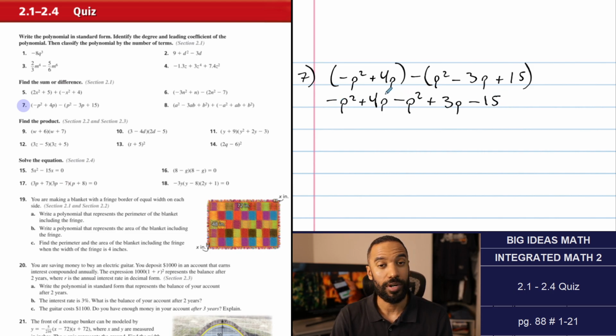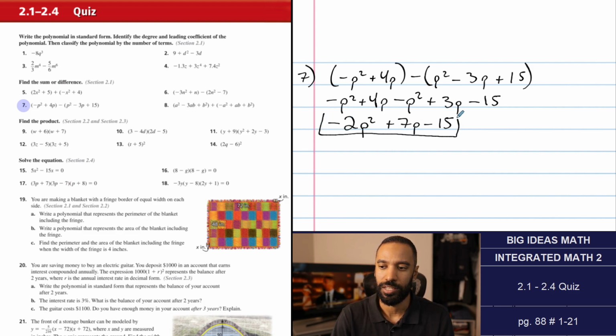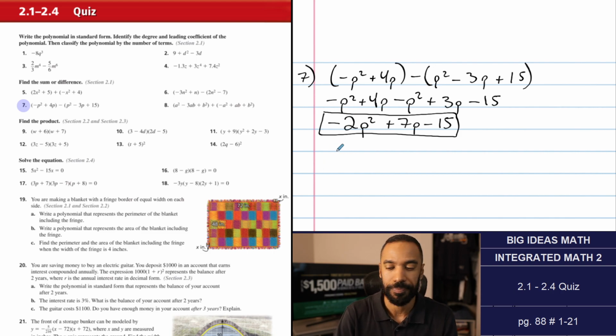Negative p squared minus p squared, it's not 0, it's negative 2, and it looks like that's the leading set of terms, negative 2p squared. 4p plus 3p is 7p, and we have a negative 15 not combining with anything else, and there is the subtraction of those two polynomials.